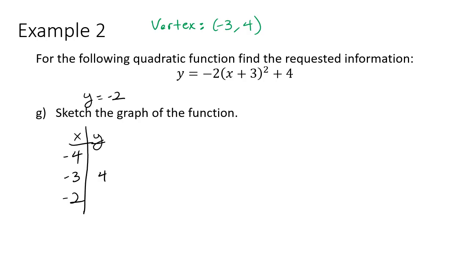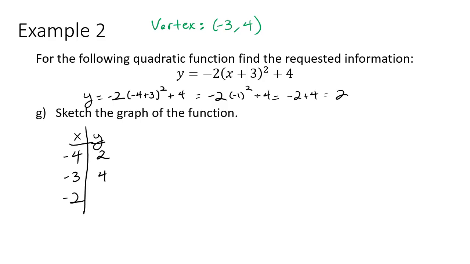If we plug in -4, the inside of the parentheses, -4 plus 3, would be -1. But since that's getting squared anyway, this becomes a -2 times a +1, which would just give us -2, still with the +4 on the end. And -2 plus 4 would give us a +2.